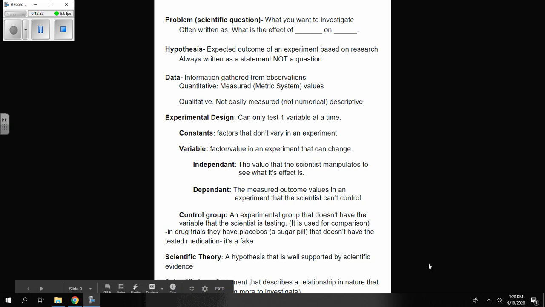And the last thing for this first unit, note scientific theory versus a law. A hypothesis that is well supported by evidence is a theory. A law is a statement that describes a relationship in nature that's always true. Think of gravity. And that's it for Unit 1.